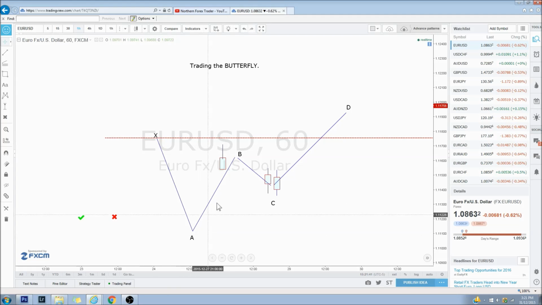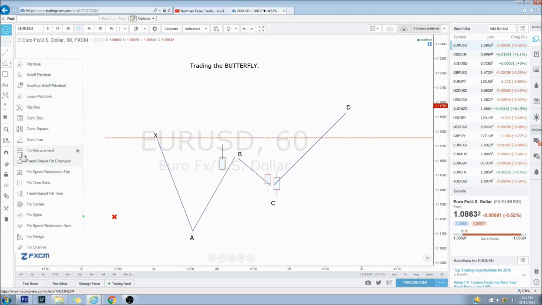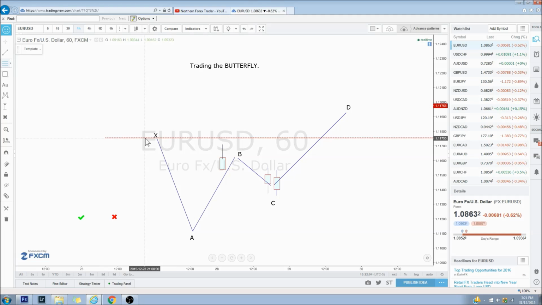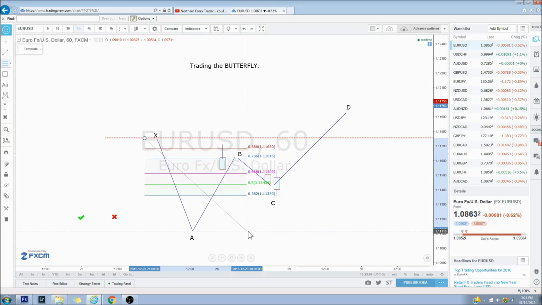First off, you're going to notice that we still have the XA, AB, BC, and the D completion point. But the D completion point, what's different from the Gartley, Bat, and Cipher, is that it's beyond the X point, where the other ones all complete within the XA leg. This butterfly pattern starts off with a Fibonacci retracement of the XA leg. And what we need for our first rule is that we need to hit a 786. And it does not need to be with the body of the candle, just the wick.